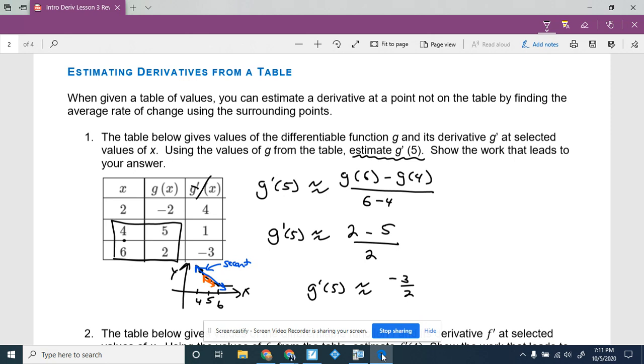Guess what you didn't need at all? You don't even need to know the derivative values, right? They don't help you. To approximate the derivative on this interval, you're going to do what we just did here. So the derivative column is kind of like a distractor for this question. All right, let's keep going with this.